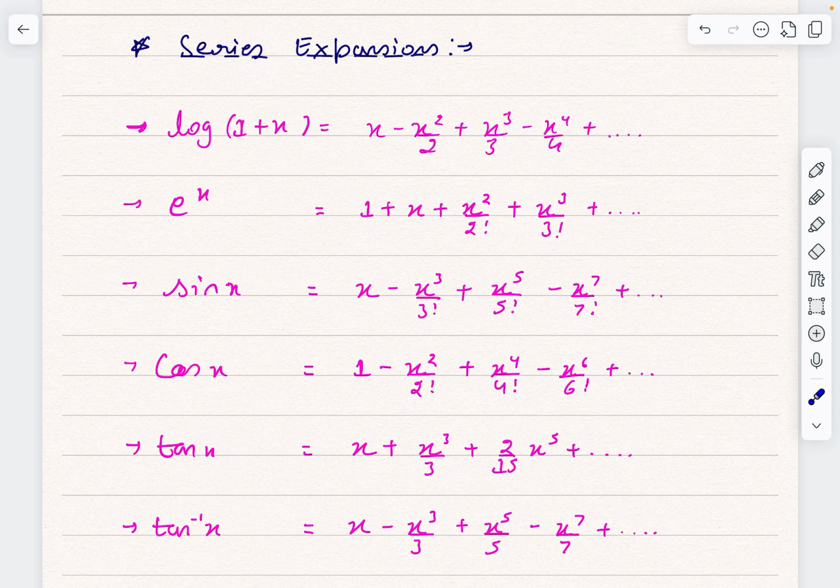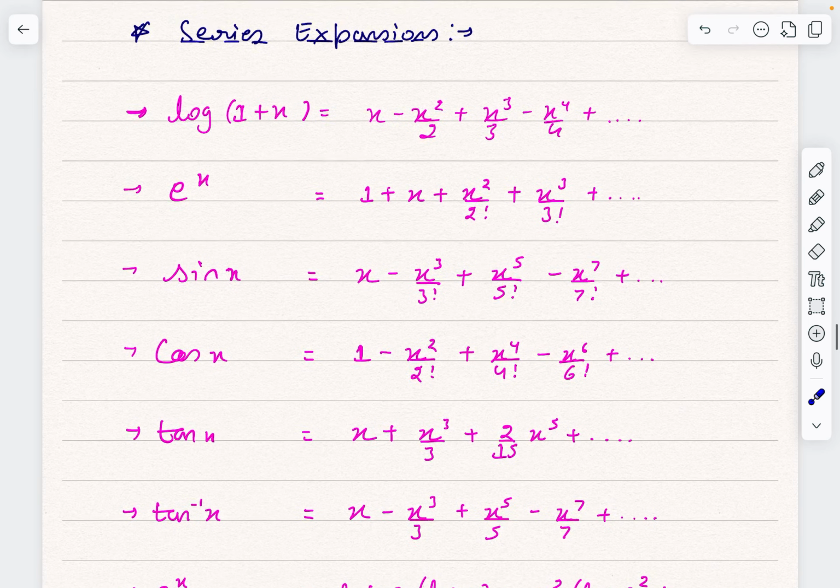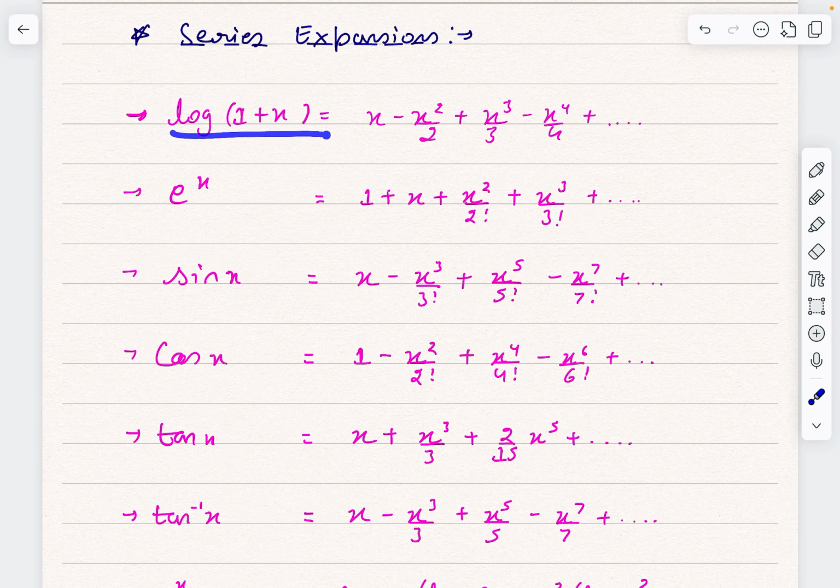So these are very, very important. To solve these problems, first you need to know what the series are. So this first one, log of 1 plus x. Whenever you see log here, by default the base will be e only. So log of 1 plus x will be x minus x square by 2 plus x cube by 3 minus x power 4 by 4, up to infinity.